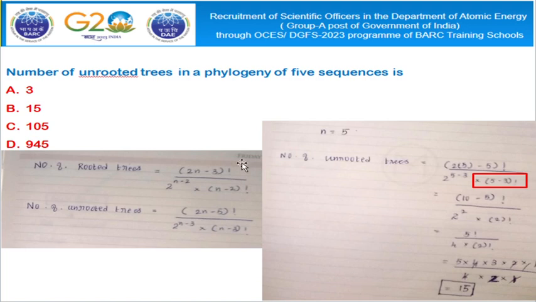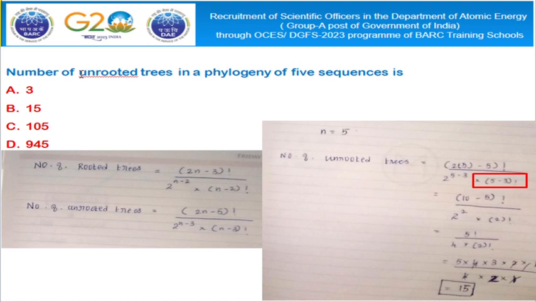So here the question is the number of unrooted trees in a phylogeny of 5 sequences. This is the formula for rooted trees: (2n minus 3)! divided by 2^(n minus 2) multiplied by (n minus 2)!. But here the question is the number of unrooted trees.